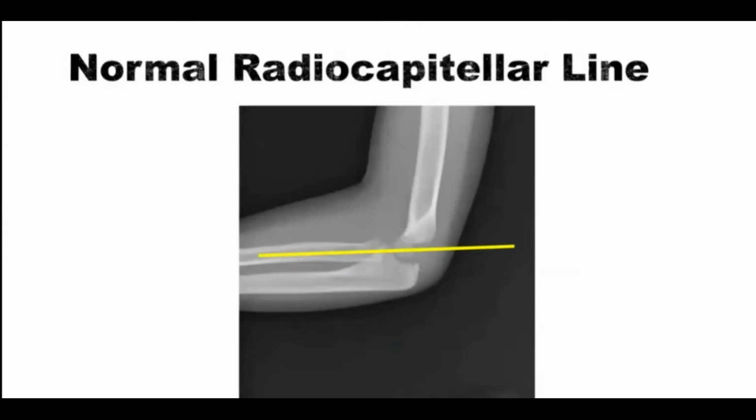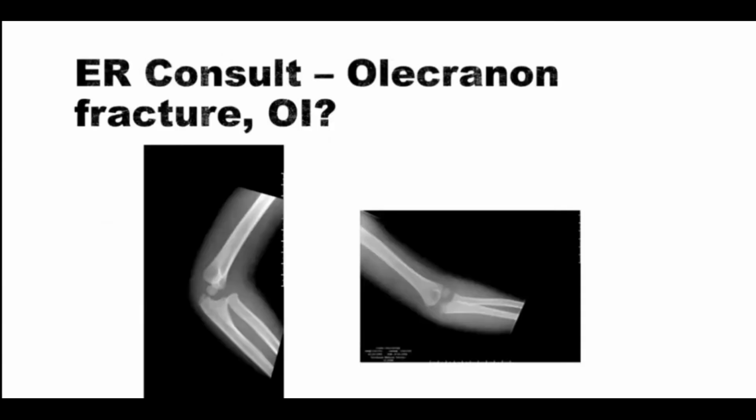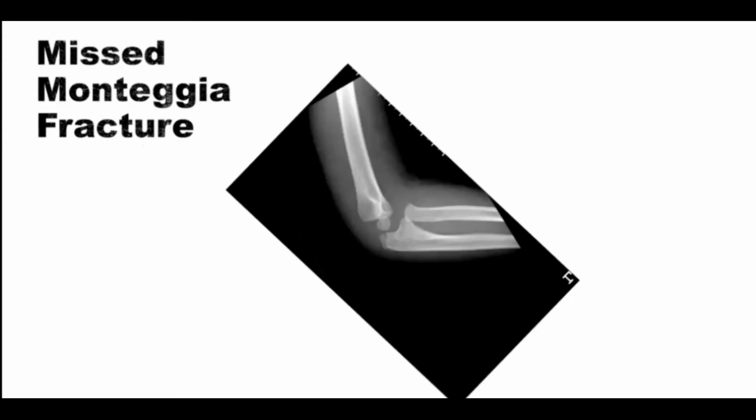Some basics here. Always make sure that the radial head is pointing through the center of the capitellum, as you don't want to miss a Monteggia fracture, which is a radial head dislocation associated with an ulna fracture. Here's an example from one of my mentors of an ER consult for possible olecranon fracture, and is this OI? And as you can see here, the radial head does not pass through the capitellum, so you don't want to be distracted by other things that someone else might think is a fracture. Always start with the basics and look at your x-rays.